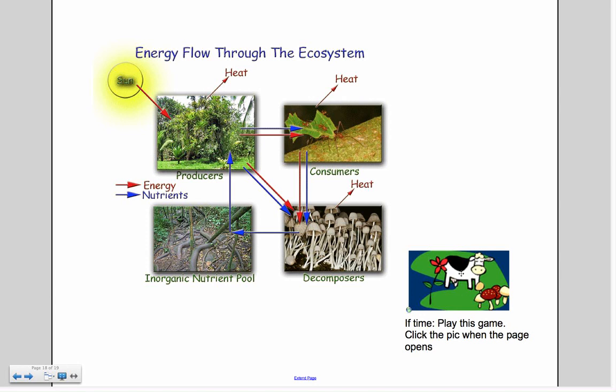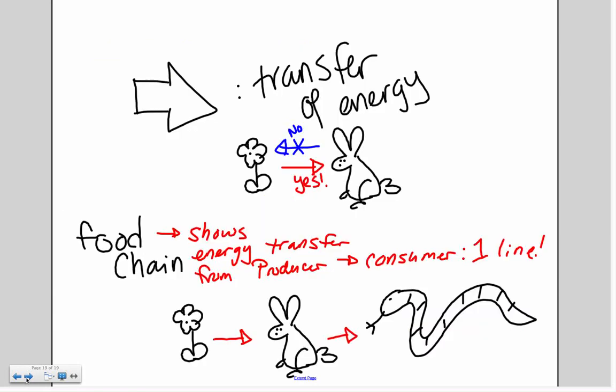I'm going to put this link in the description. It's a really simple, kind of goofy looking game that you can play where you match up producers and consumers. And I think that takes us to the end.